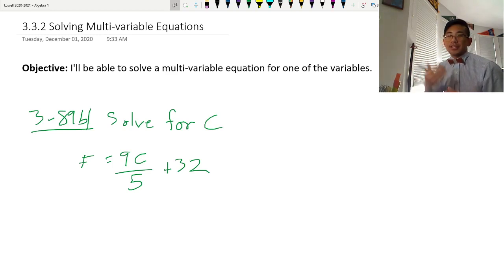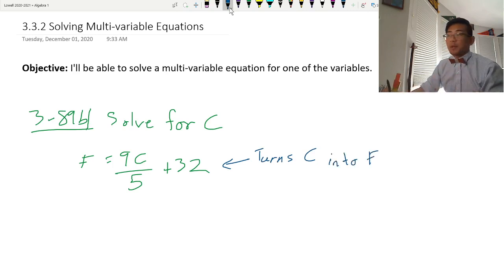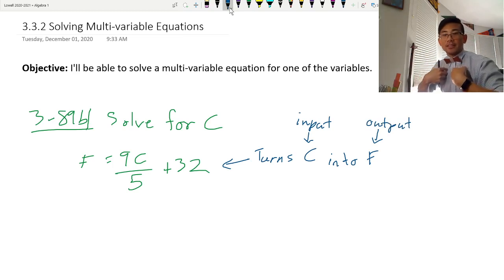So what I would do is take what I see on the weather channel, that temperature in Celsius, input it into this equation, and it would tell me it's actually going to be 70 degrees today. So this equation, as is, turns the temperature from Celsius into Fahrenheit. You can think of it as inputs and outputs, like a function machine that takes Celsius as the input and outputs the temperature in Fahrenheit. This is helpful if I, an American, go to some other country.